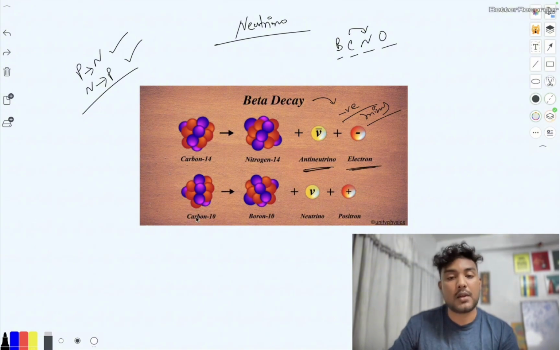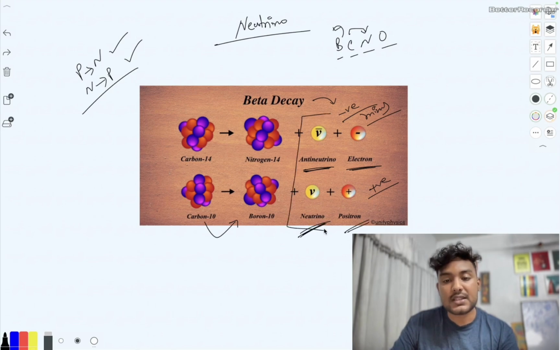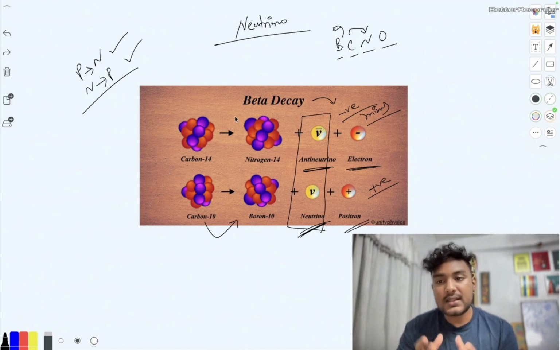Another reaction is carbon 10 to boron 10. So carbon to boron, so it's positive beta decay. We have carbon 10 to boron 10, and there are also two byproducts, neutrino and positron. So we are actually talking about these particles, neutrino and its antiparticle, antineutrino. While studying beta decay, we see some problems.